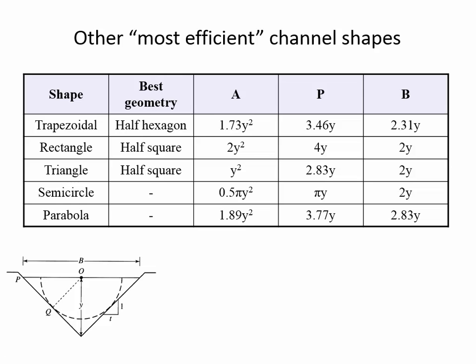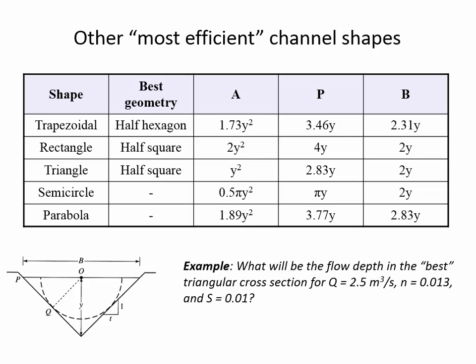So, why don't you try your hand at this? Calculate, using this example, the flow depth that gives you the best triangular section, where the flow rate is 2.5 cubic meters per second. Here's the n value and a slope. What flow depth should be used for that triangle? You'll need to put it into Manning's equation and solve for y.